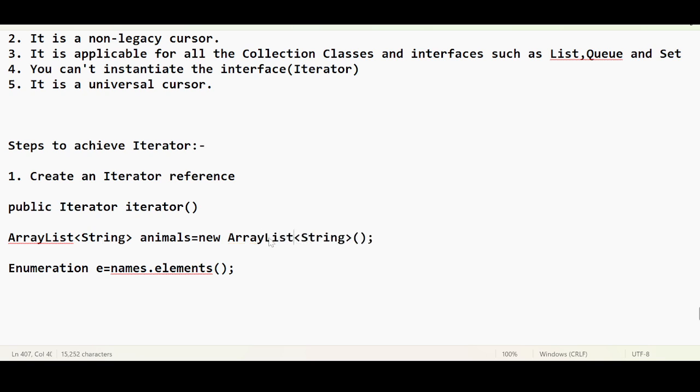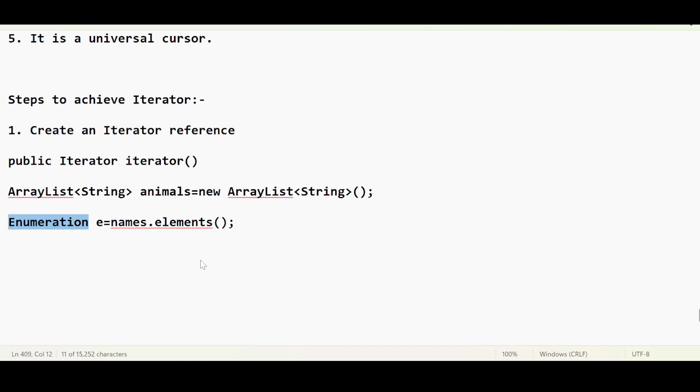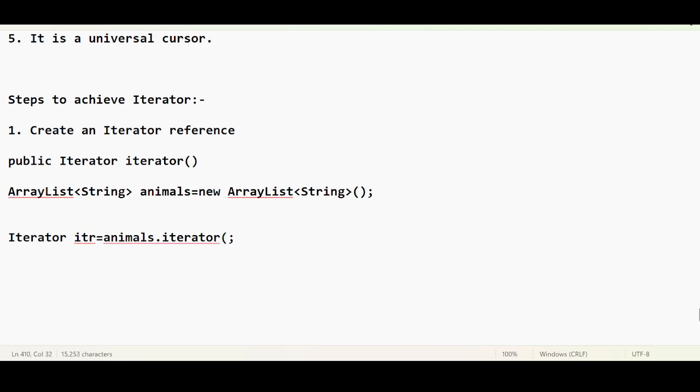So we have added four famous animals, 3 wild animals and 1 domestic animal. So let me remove this. To achieve Iterator, we need to use the Iterator interface, and we need to create a reference for the Iterator interface. Once the reference variable is created, use the reference variable of the ArrayList class dot iterator. Internally there is a method called the iterator method. It is going to call the iterator method. So let me copy this and paste this code.